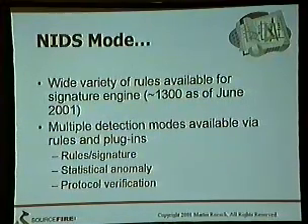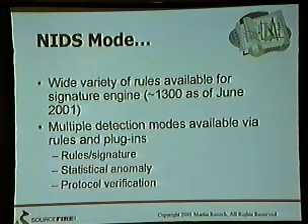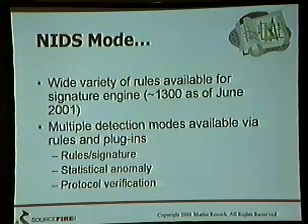So Snort, being a signature-based system, must have signatures. As of last month, right at the beginning of the month, we had about 1,300 signatures. We've got a very broad set of signatures out there for people to use, and we have multiple detection modes available via these rules and plugins. We can do rules and signature-based analysis. There's a preprocessor in Snort called SPADE, the Statistical Packet Anomaly Detection Engine. SPADE does statistical anomaly detection using Snort. We can do protocol verification with preprocessors in a lot of cases, where we actually analyze application protocols, things like that.